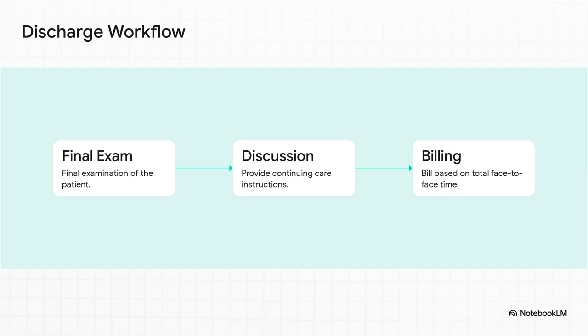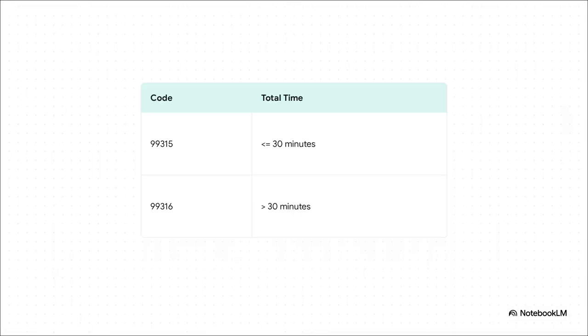Code selection for discharge is based entirely on total face-to-face time on the date of the encounter. Let me repeat that, because it is a total game changer. You cannot use MDM for discharge codes. No way. It is purely a time-based selection. You only have 2 codes to pick from. 99315 is used when total time is 30 minutes or less. But if the provider spends more than 30 minutes on that final discharge management, you bump up to 99316. So 30 is your magic dividing line here.